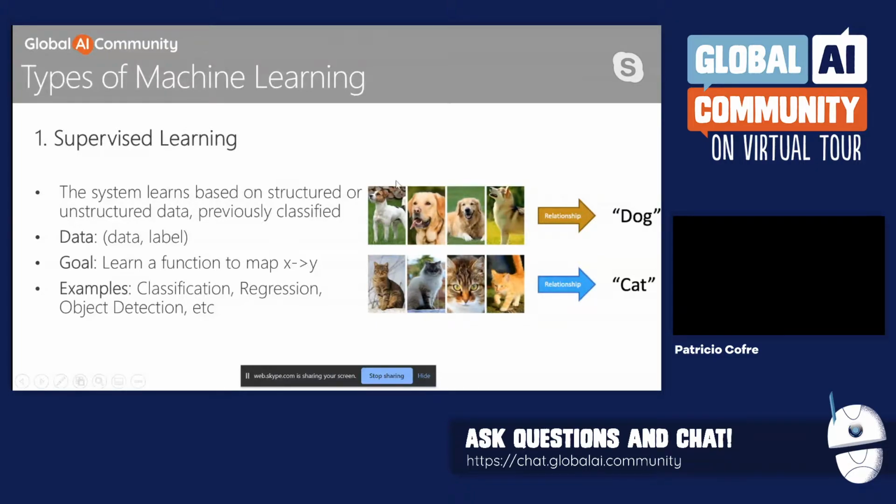In the examples on the right, you can see a couple of dog faces, and then you have the relationship with a label, which tells us that this is a dog. In the bottom images, we have the same for cats, with a label and a tag that says this is a cat. So the data in here is data and labels. The goal is to learn a function that maps x to y. Some examples of supervised learning are classification, regression, object detection, etc.